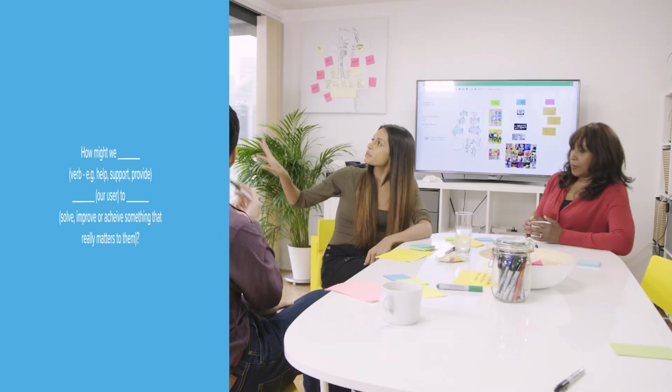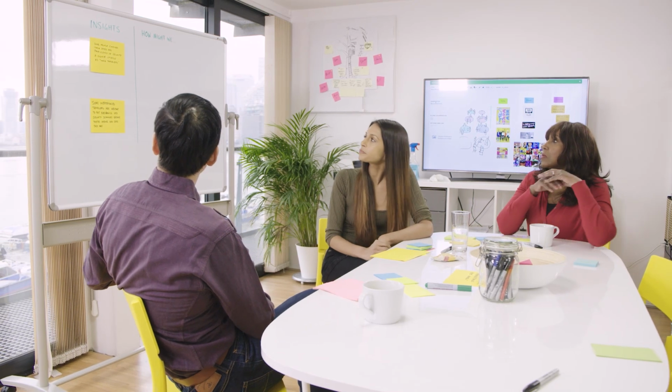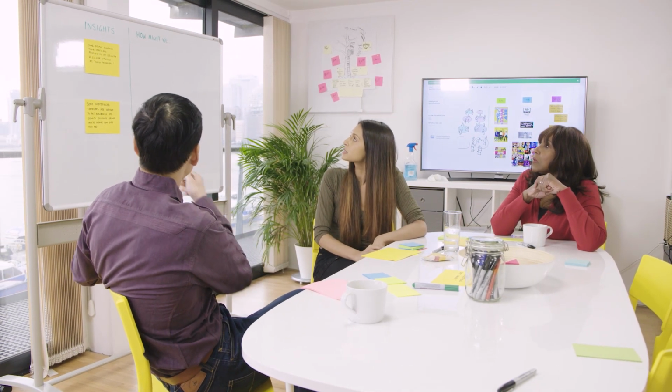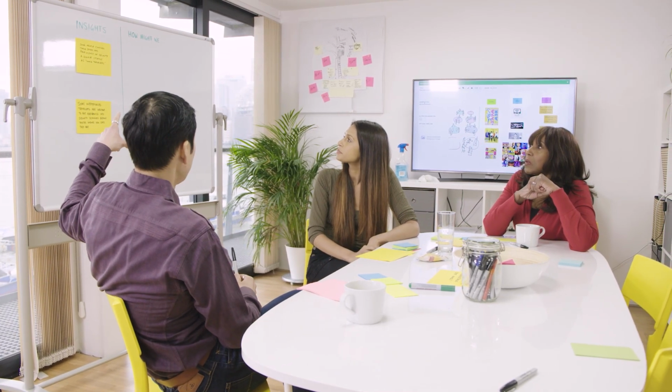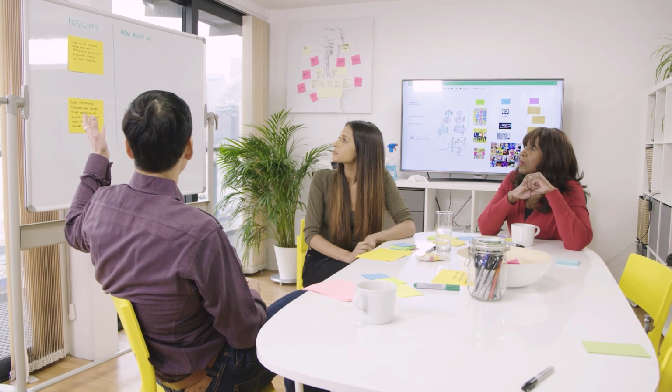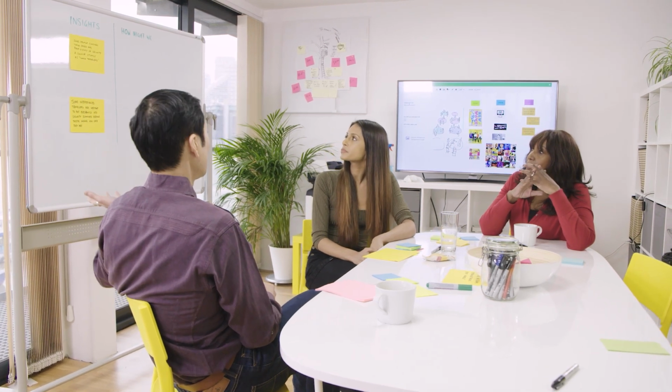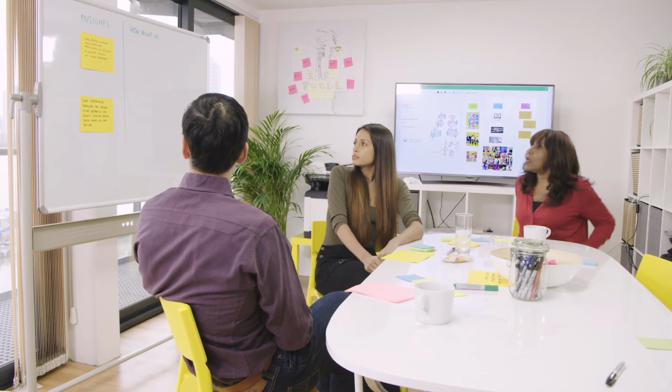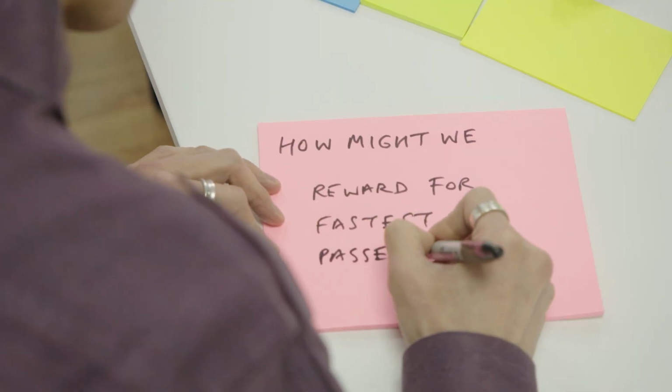A great how might we really helps ensure you have the right direction to go in before brainstorming, and gives you a good jumping off point for creativity. It helps teams focus their creative energy and ensure that when they're diverging, they are in a space that's really important and addressing real user needs.